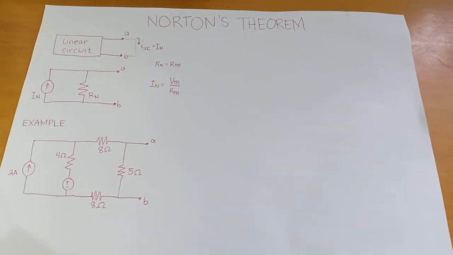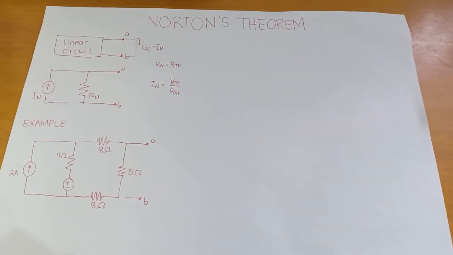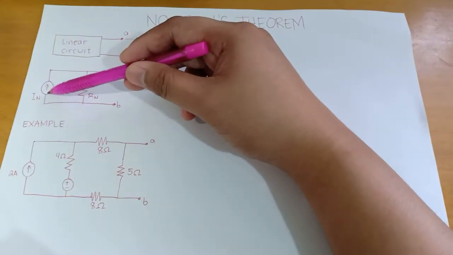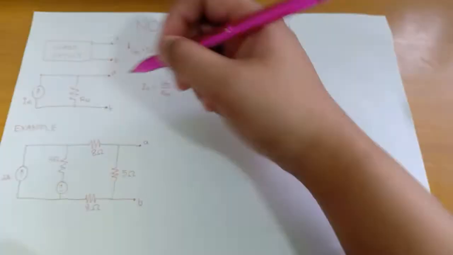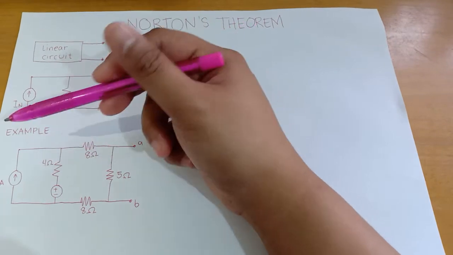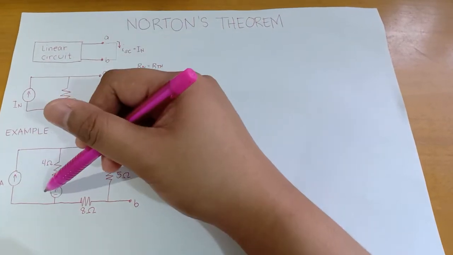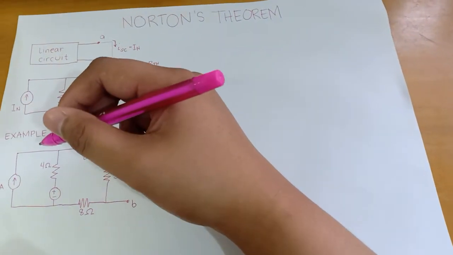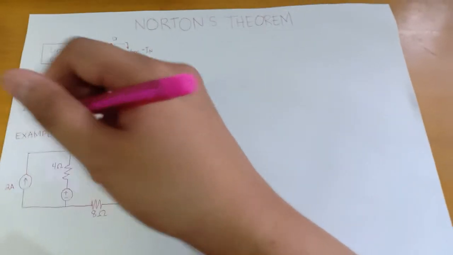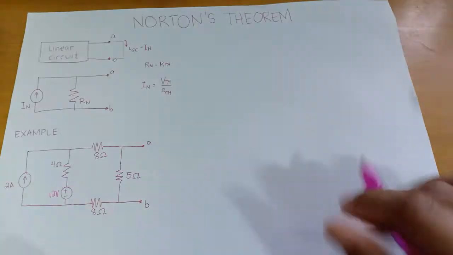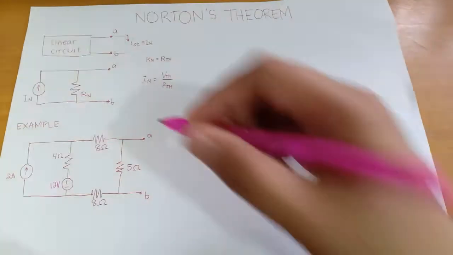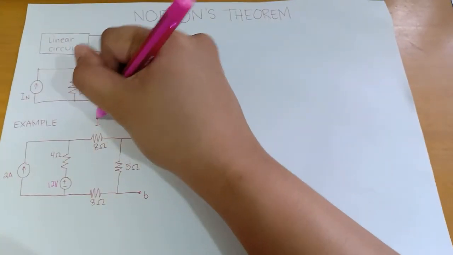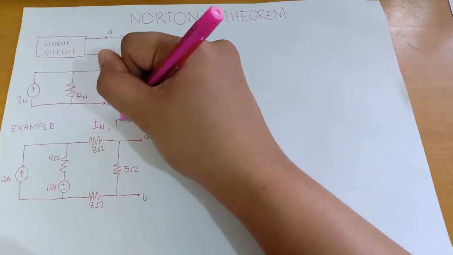So, again, VTH, naka-series si RTH. I sub n, naka-parallel si R sub n. Magkaroon tayo ng example. So, meron tayo dito 2 amperes. Ano bang value nito? We have 12 volts. 4 ohms, 8 ohms, 8 ohms, 5 ohms. Okay. So, let us solve for I sub n at saka R sub n.